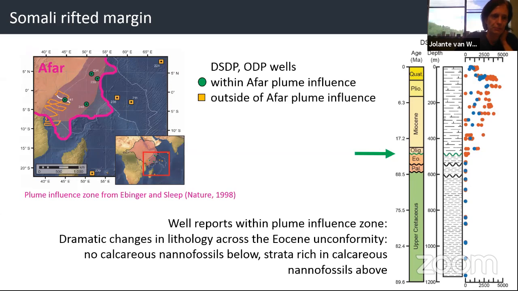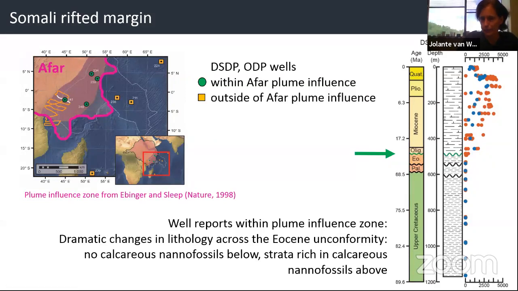What you see also on this map in the green circles are DSDP wells that are located within this Afar plume influence zone. And in orange, you can see DSDP and ODP wells that are located outside of this Afar plume influence zone. The wells that are located within the Afar plume influence zone show a very interesting stratigraphic pattern, and you can see that here towards the right.